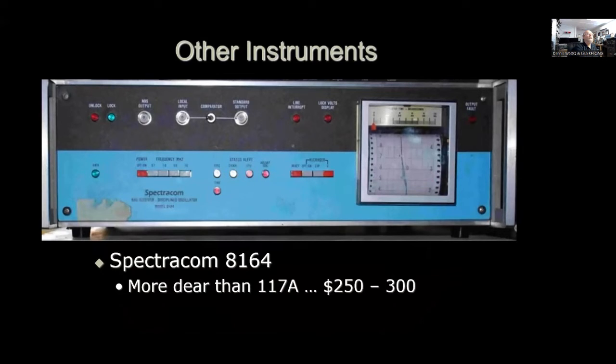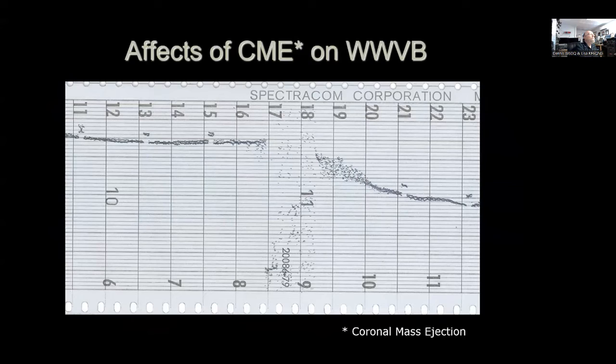And what sort of things am I going to see? This is a typical strip chart from the Spectracom. And you see this nice, beautiful, clean phase. This is what it should look like right here. This is the phase difference between the signal I'm receiving from WWVB and my local reference. But all of a sudden, I get all this stuff. This is typically what a coronal mass ejection, a CME, causes.